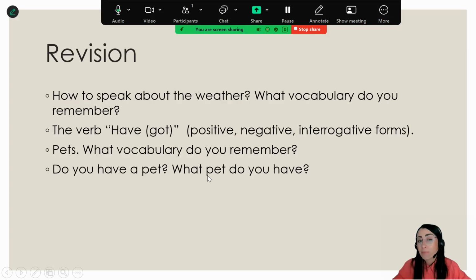What are the names of them? And do you have a pet? What pet do you have? How to answer this question? Yes, I do. I have a pet. I have a cat or a dog. Or no, I don't. Unfortunately, I don't have a pet right now.